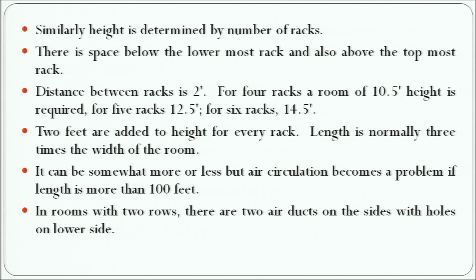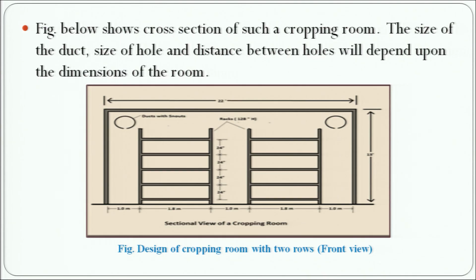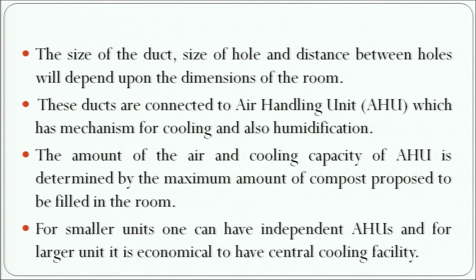In rooms with 2 rows, there are 2 air ducts on the sides with holes on the lower side. Below, you can see the figure of the cross section of such a cropping room. The size of the duct, the size of the holes and the distance between holes will depend upon the dimensions of the room. These ducts are connected to an air handling unit which has a mechanism for cooling and also humidification.